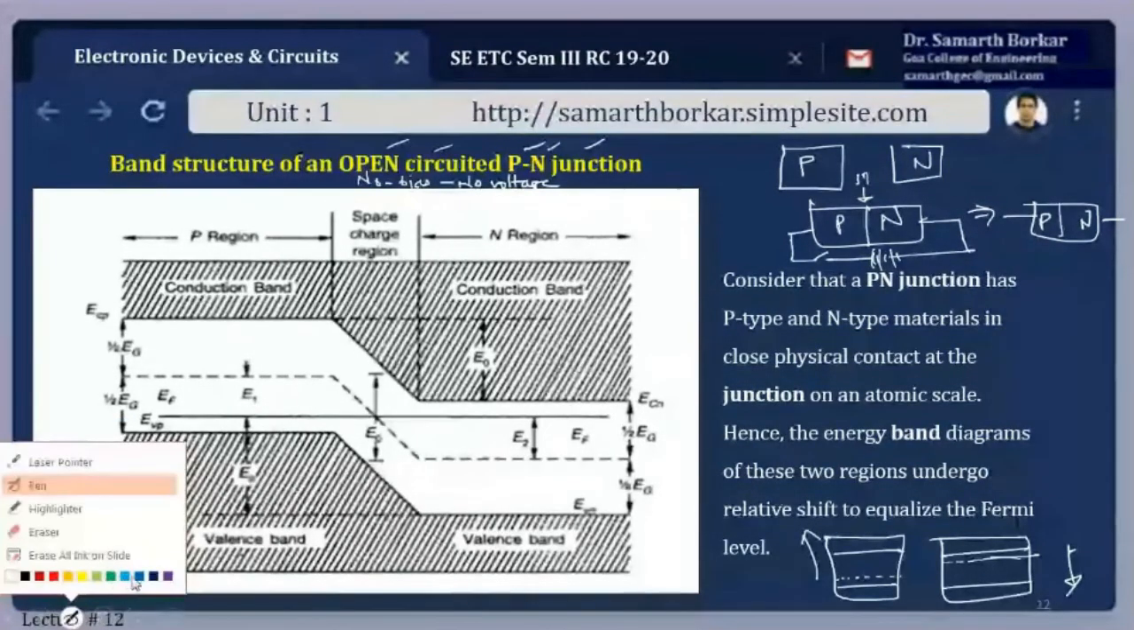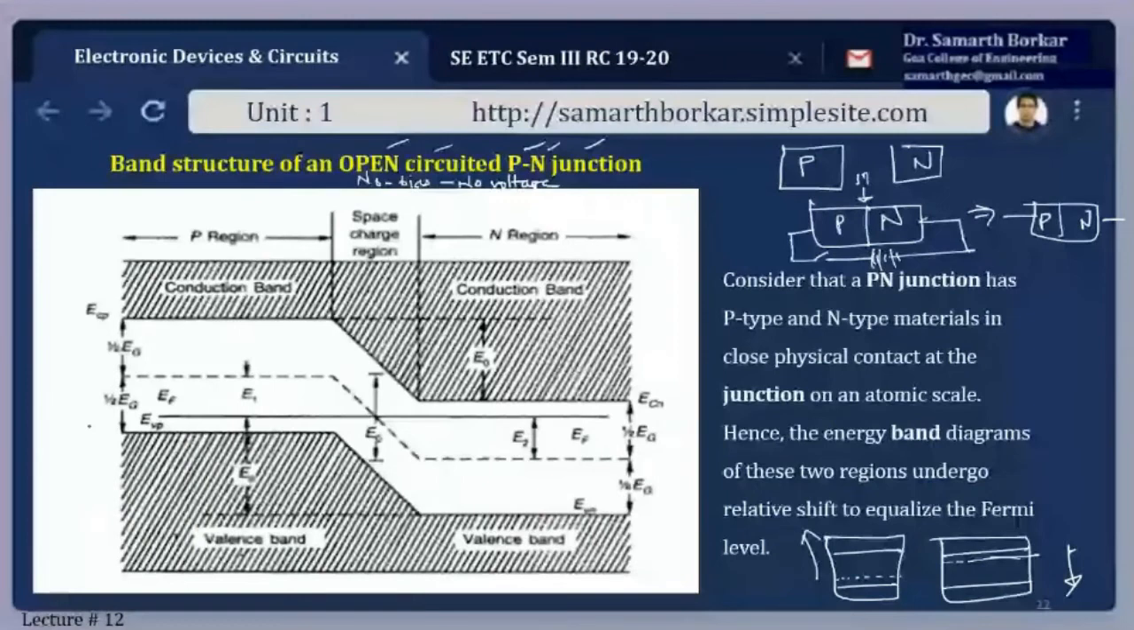See here. This is the Fermi level of a P region. Here I am having P region. This portion is the N region. When I combine the two, it will form a depletion region in the center, which is also called the space charge region. This is the depletion region.